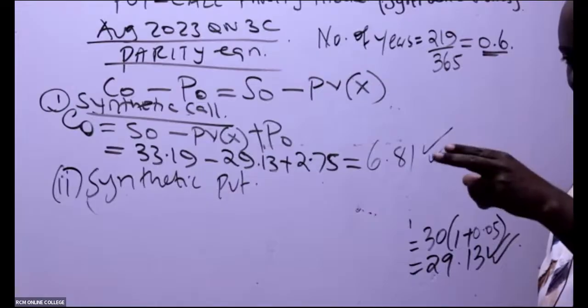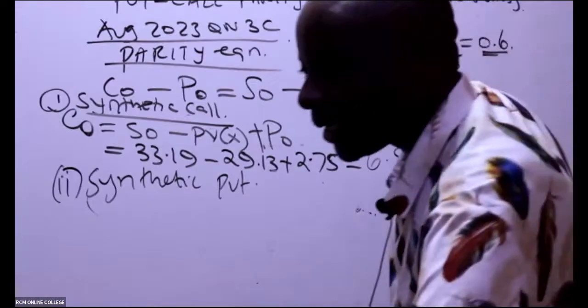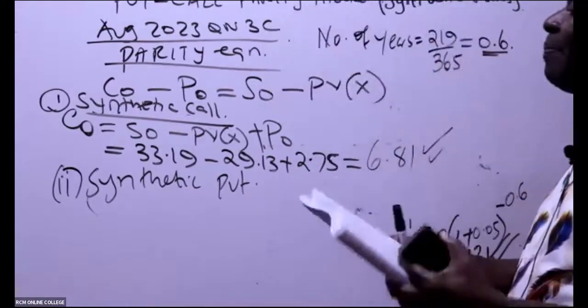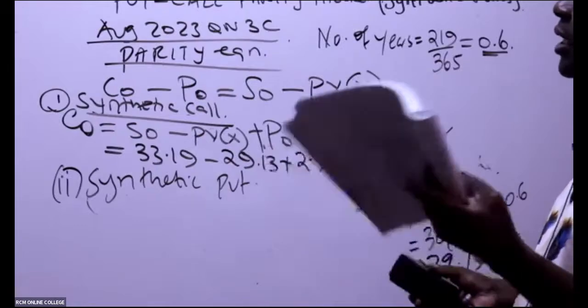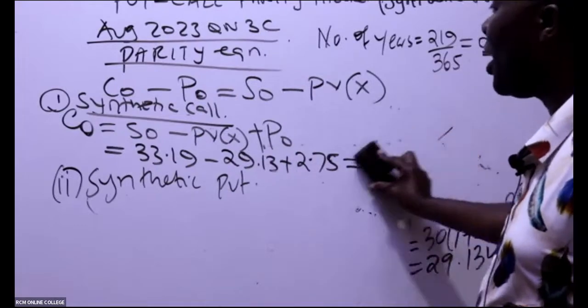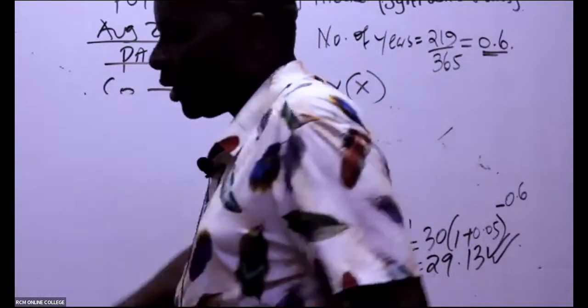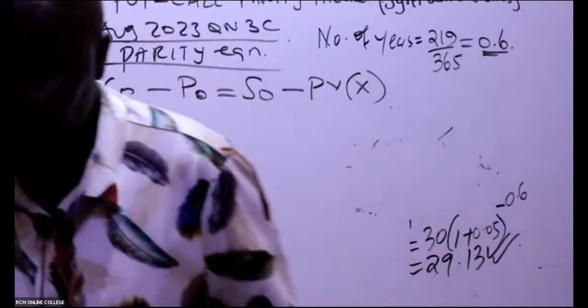Not many, I cannot see many answers there. So go ahead and make PO the subject of the formula. So if I make PO the subject of the formula, then what do they really want me to do here? So I'm making PO the subject of the formula.